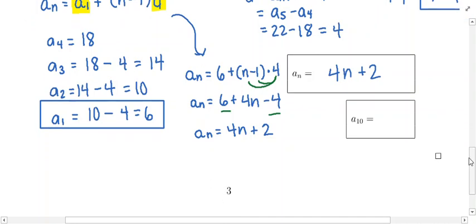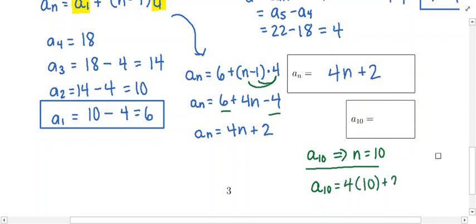We are going to end by computing a10, the 10th term in the sequence. So if we want a10, that means that the n value is 10. n is always the value of the term you're looking at. I want the 10th term, so n is 10. So we're going to go to our generic formula here, and everywhere we see n, we're going to put a 10. So a10 is going to be 4 times 10 plus 2, that's 42. So that's the value of a10.